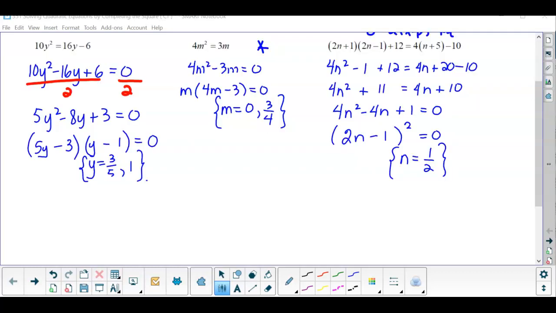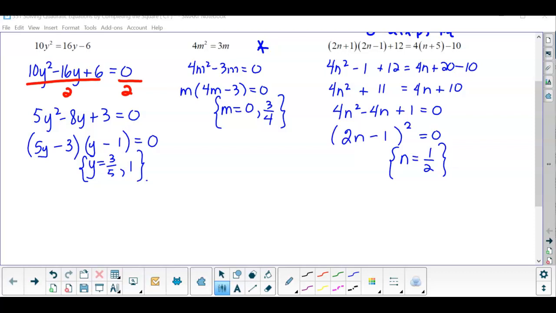Okay, so there are the solutions to those three. In the first one, you could factor out a 2 to make it smaller numbers. I would just divide, because it's an equation now. Whatever you do to one side, you can do to the other. So I just divide by 2, and then it's easier to factor.